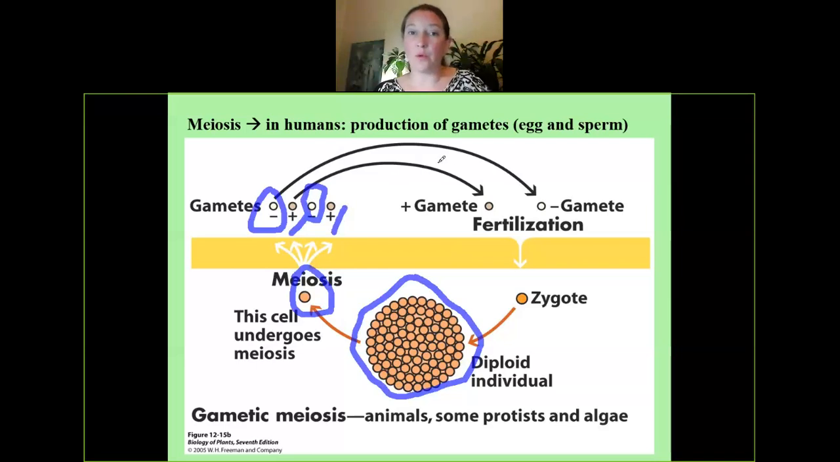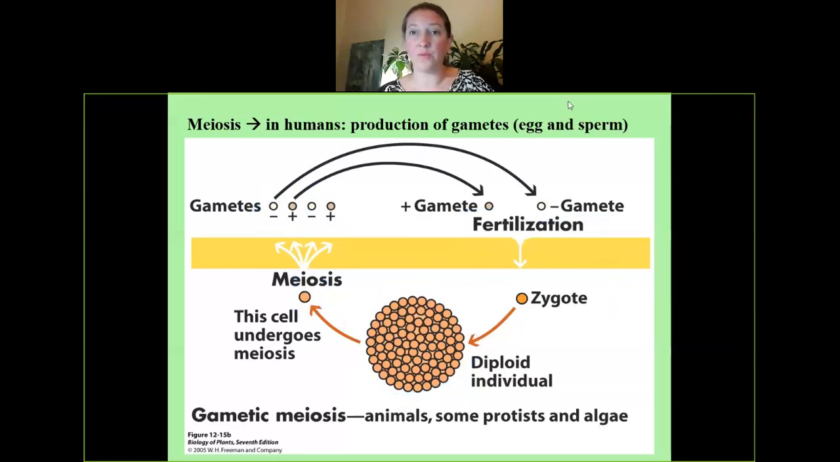And ultimately, what will need to happen is that one of the sperm and one of the eggs will have to unite to make a zygote, right? A 2N individual. Hold tight. So the main takeaway message of this slide is that in humans and other animals, when meiosis occurs, the immediate product is gametes, egg and sperm.